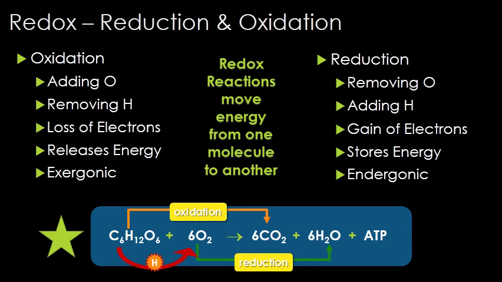So looking at the example below, I have C6H12O6 or glucose turning into CO2. So I go from a 1-to-1 carbon to oxygen ratio to a 1-to-2. So in the oxidation step, I added oxygen and I removed hydrogen. Therefore, I released energy. Now, on the other side, my reduction step, I added hydrogen. So oxygen becomes water. That is going to store energy and be an endergonic process.